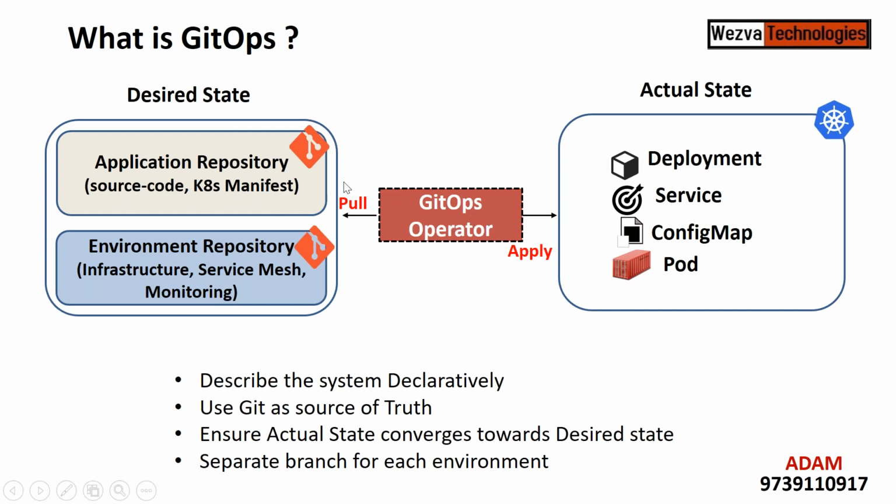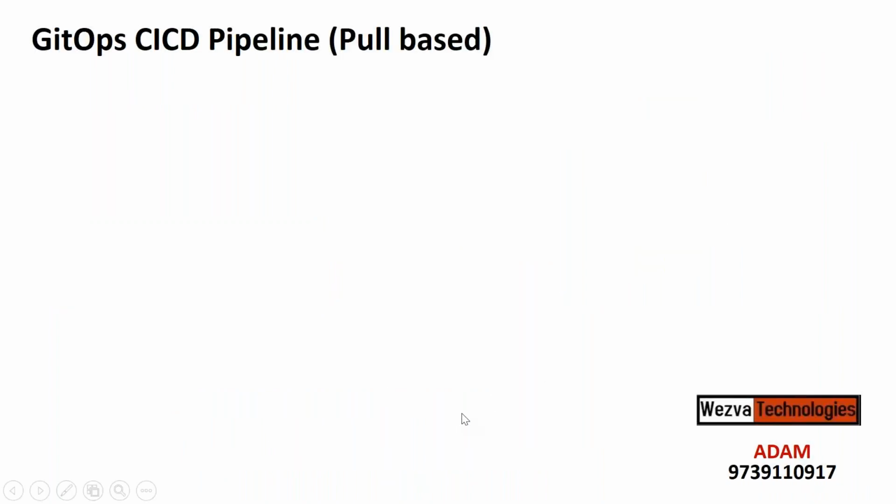So from one location, you can read the content and ensure you deploy and make the actual state available. That is how GitOps helps us keep it simple, and you can set up multiple pipelines with just one operator, and with just one repository you can have different branches. So this is the whole concept of GitOps.